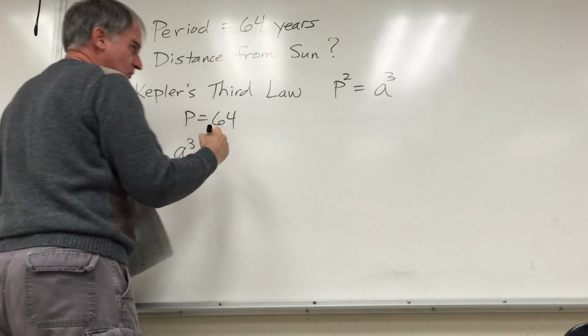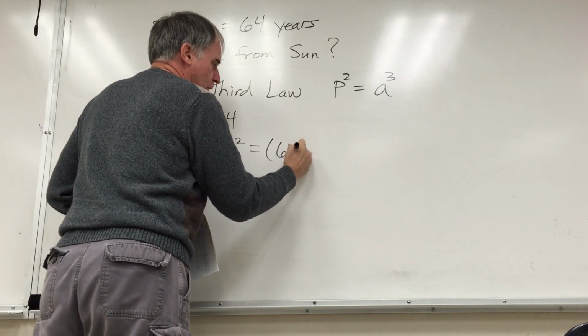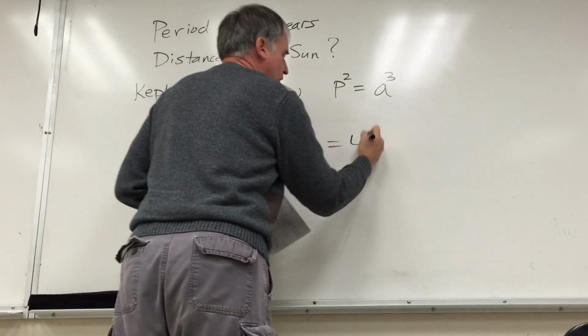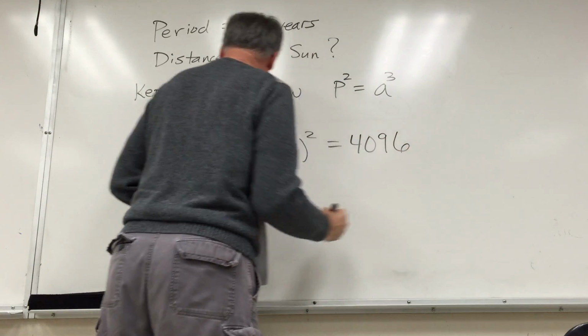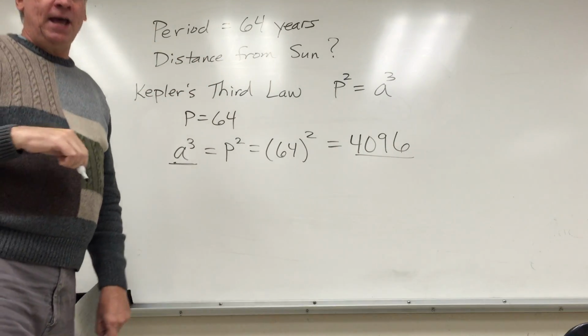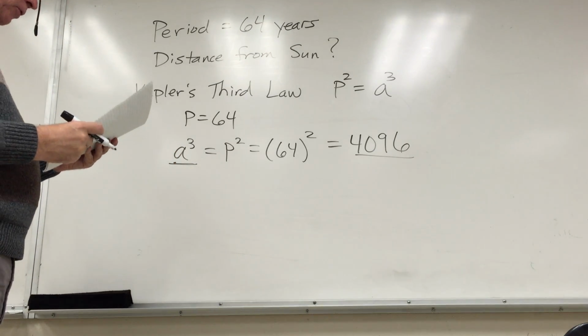A cubed is equal to P squared. That's 64 squared. 64 times 64 is 4,096. A cubed is equal to that. We're trying to solve for A. Knowing A cubed is just a step along the way.